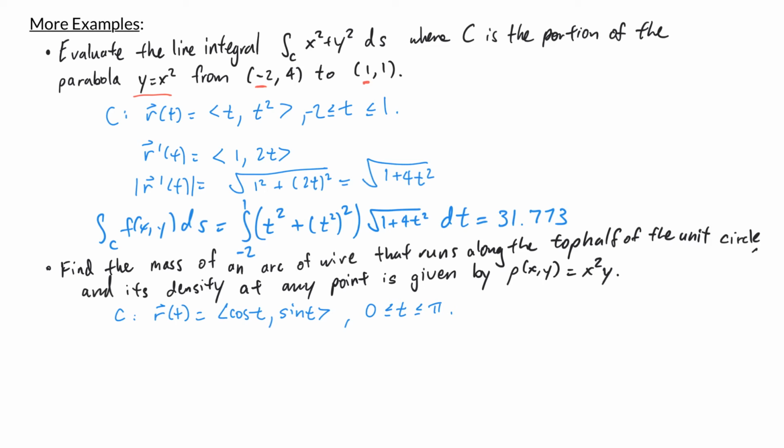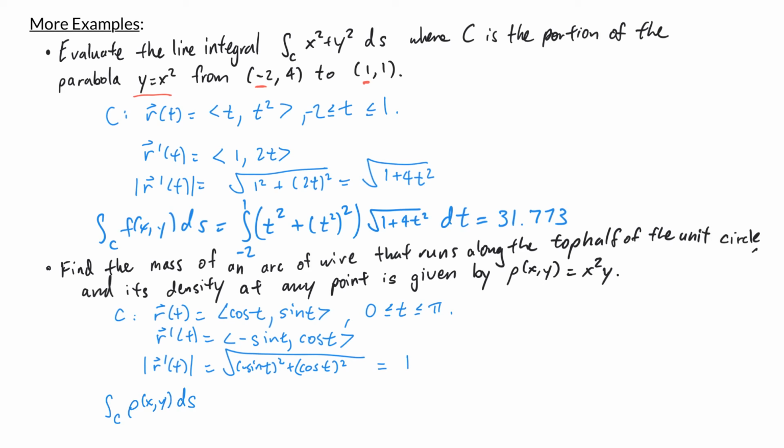Then I need to calculate r prime. So r prime of t in this case is minus sine t, cosine t. Then calculating its magnitude, I get the square root of minus sine t squared plus cosine t squared. And using the trig identity, we get that this is just 1. So our line integral looks like the integral over the curve C of the density function rho x y ds.